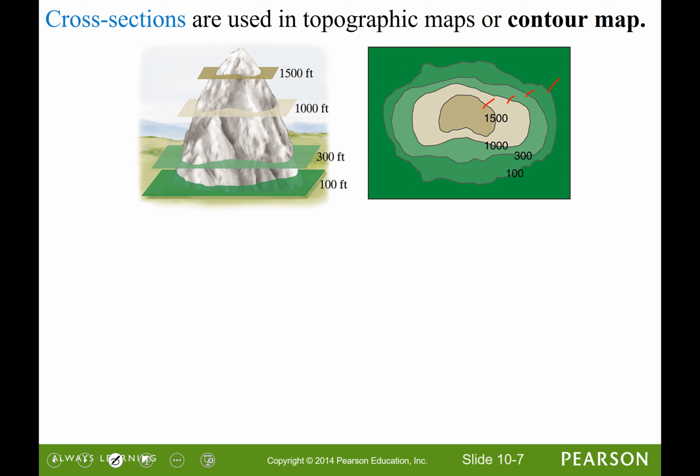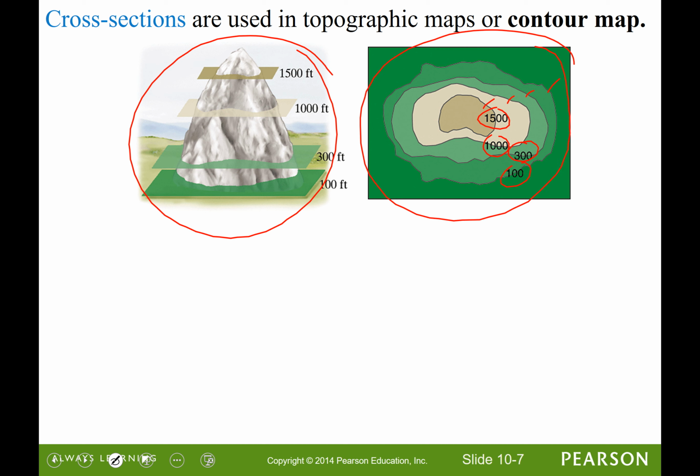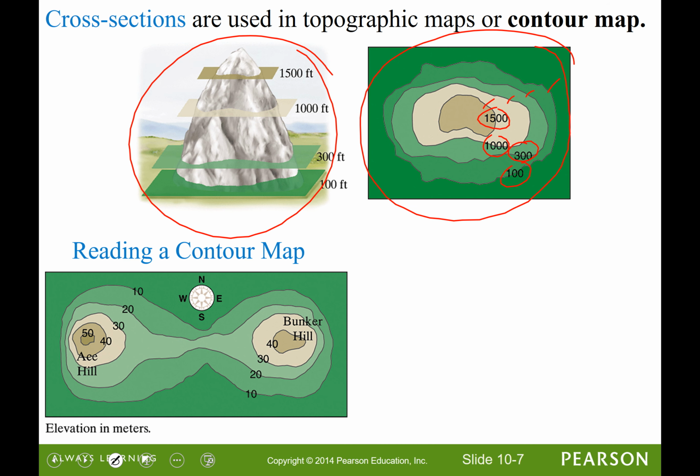Okay, the number on each cross section represents the vertical height. And so that provides us all the information from this solid being cut by planes in a two-dimensional contour map. So to read a contour map, this one, for example, we have the elevation in meters. And so let's check out if Ace or Bunker Hill has a greater elevation. Okay, remember to look at the numbers. Those show the vertical height or the elevation. Looks like we've got 40 for Bunker and 50 for Ace.